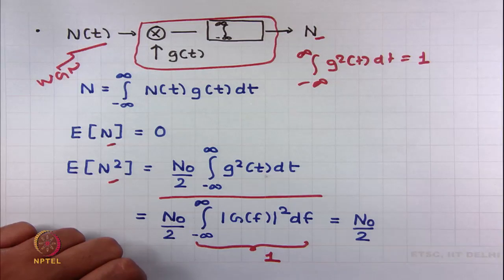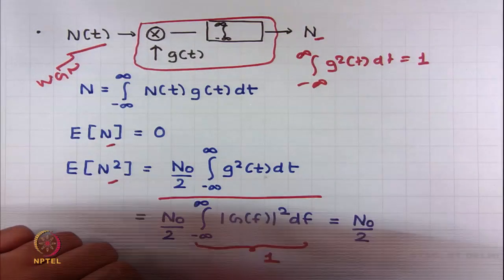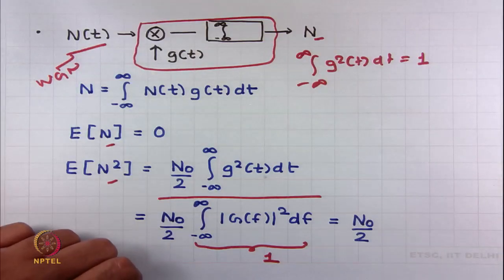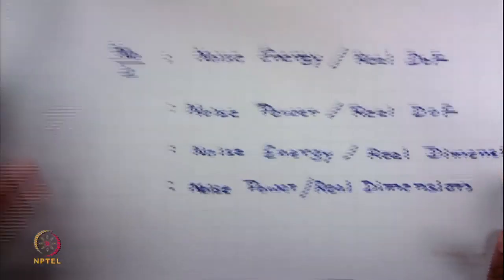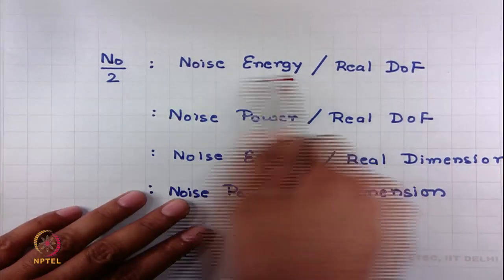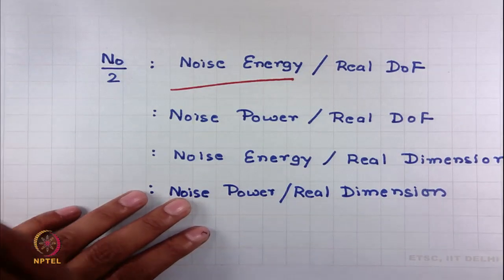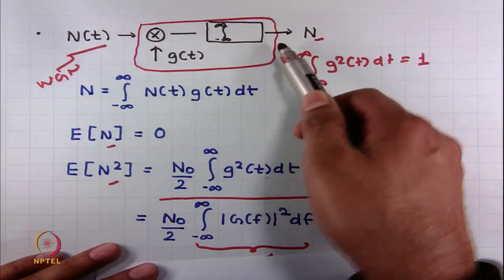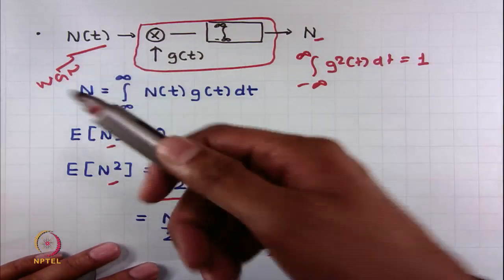What I am emphasizing is, if you have a white Gaussian noise and pass it through a linear filter, a correlator is also an example of a linear filter, what you end up with is a Gaussian random variable. Particularly, if that linear system is a correlator fed with an orthonormal function, the variance of that random variable is N0 by 2. What is this N0 by 2? Of course, it is the power spectral density, but this is also the noise energy available for a real degree of freedom. Why is this a real degree of freedom? Because a correlator extracts the signal component along one dimension.